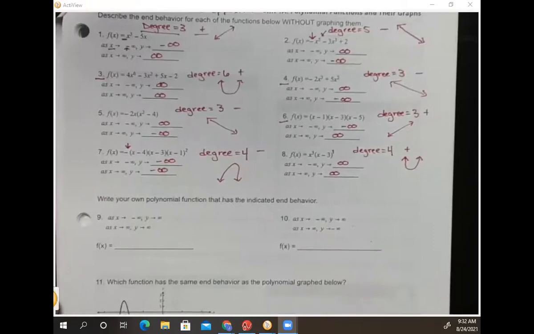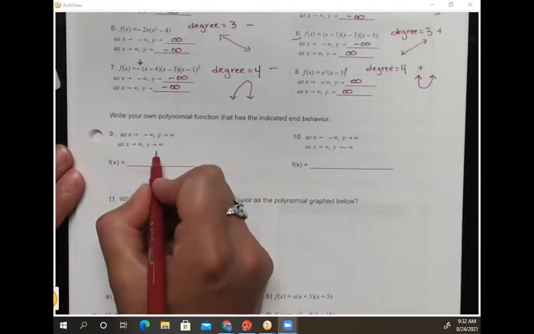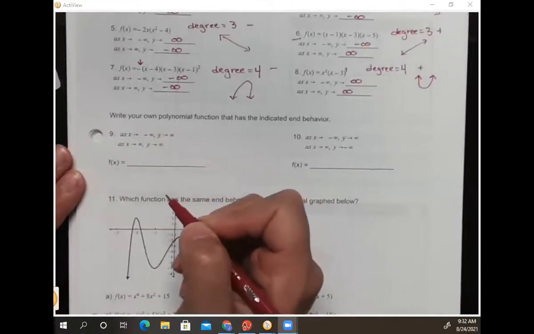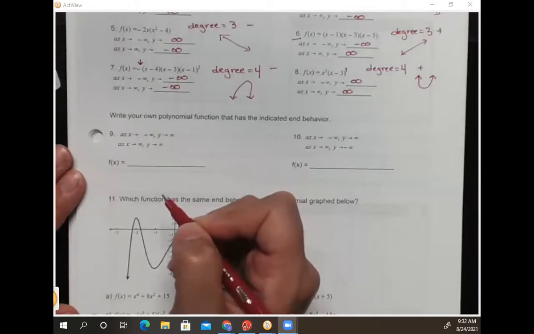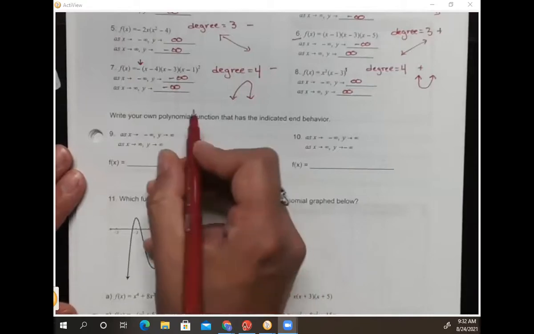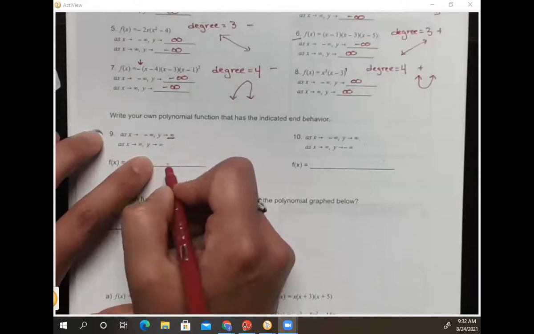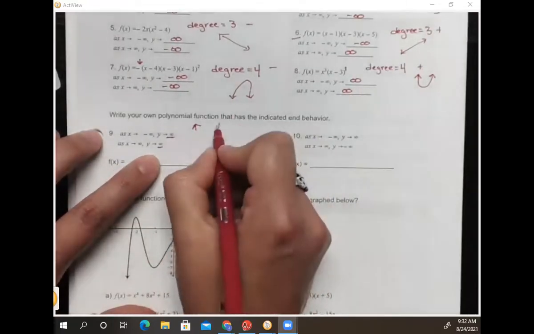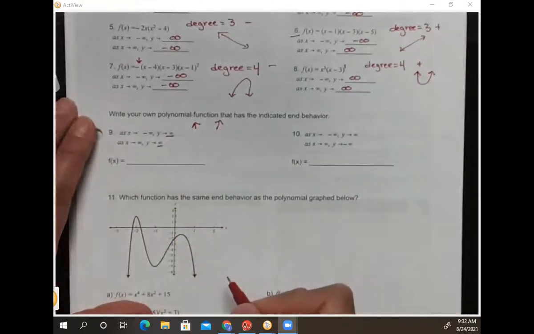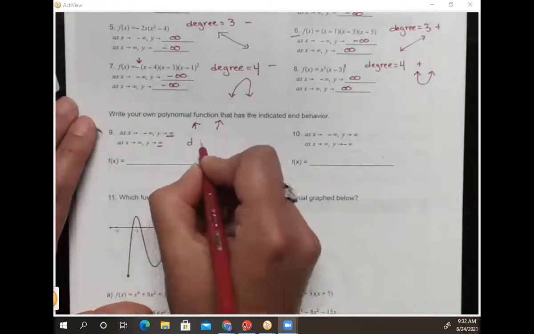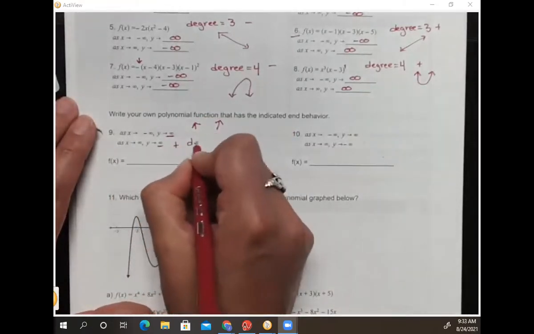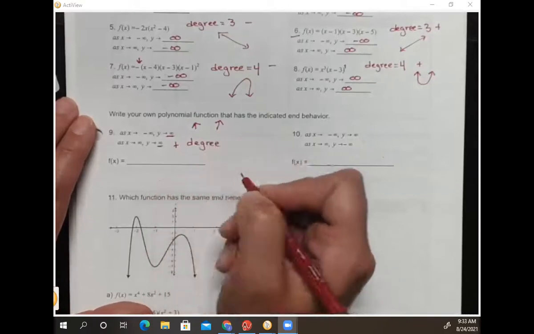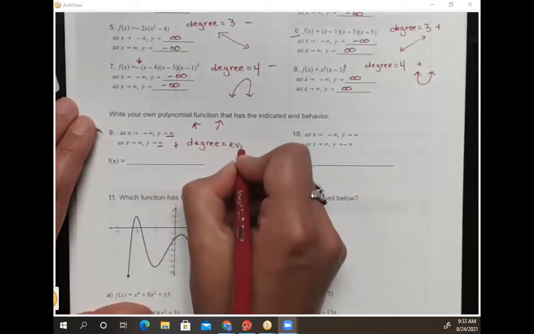Actually, let's stop and look at number 9. For number 9, we've got end behavior. I want to know what kind of function would have this end behavior. So I've got the left side of my graph going up, the right side of my graph also going up. What kind of degree would I need to have for the ends to both go up? Positive coefficient. And then what about the degree if the ends go in the same direction? Has to be even.